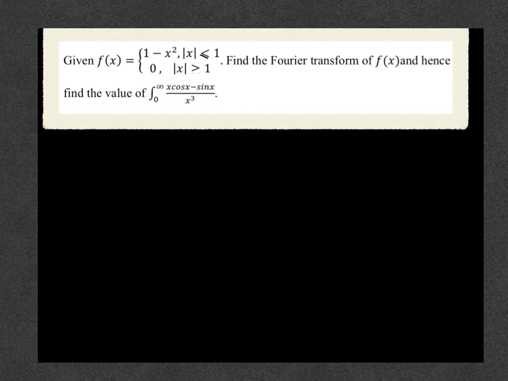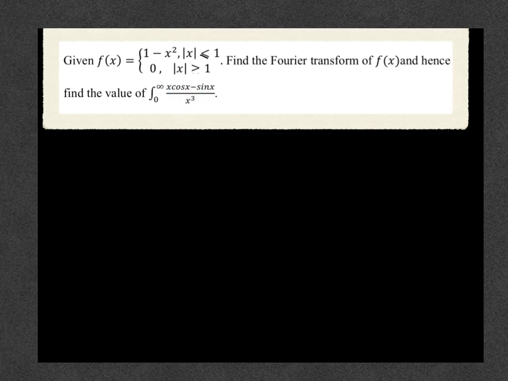Let's solve another important problem. We have here f of x is 1 minus x square for modulus of x less than or equal to 1, 0 for modulus of x greater than 1. Find the Fourier transform of this f of x and hence find the value of integral 0 to infinity of (x cos x minus sin x) divided by x cube.